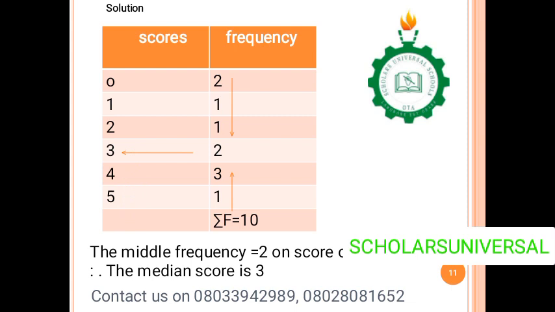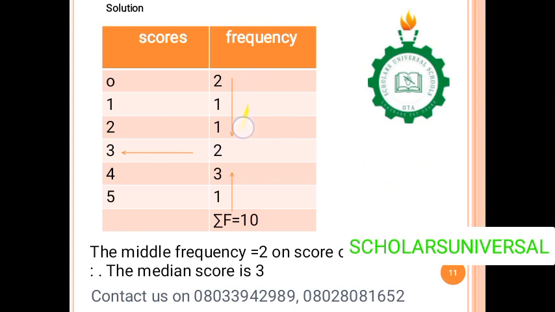So you look at it from this edge. How many scores do we have? 1, 2, 3, 4, 5, 6. We have 6 scores. And how many students participated? We have 10 of them that participated. This frequency gives you the number of students that participated. We have 10. So if you divide 10 into 2, it gives you 5. So we will count up from the upper side.